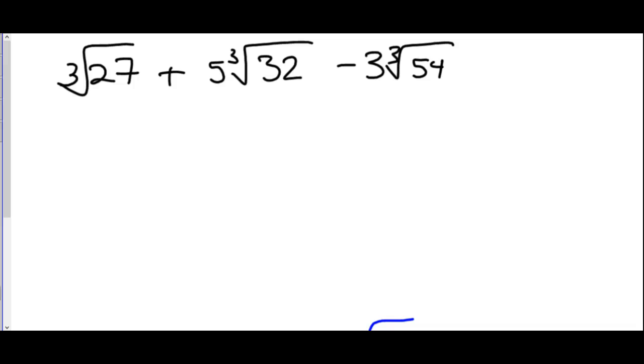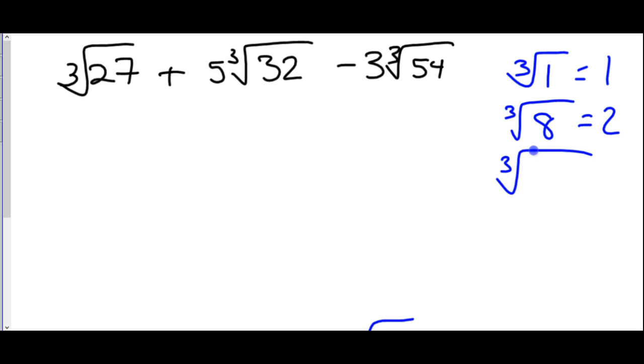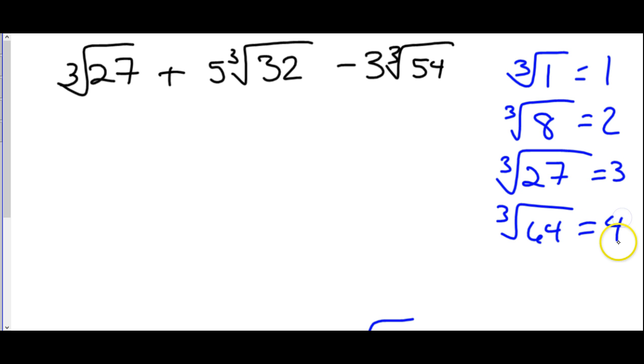This would also work for cube roots. So if you had a cube root, let's make a chart for our perfect cube roots. Cube root of 1 is 1. Cube root of 8 is 2. Cube root of 27 is 3. Cube root of 64 is 4. Again, you could keep going. Usually we don't need to go as high with our cube roots though.